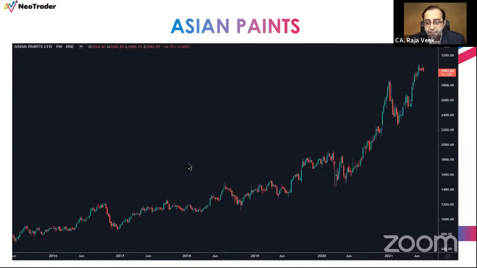Now, the stock of Asian Paints, right? Moving from 800 to 3000. You can see how this stock has performed. A fantastic move, right? You can see a steady upward move. Asian Paints has been a phenomenal stock. It has been owned by many people, and many people want to buy Asian Paints.